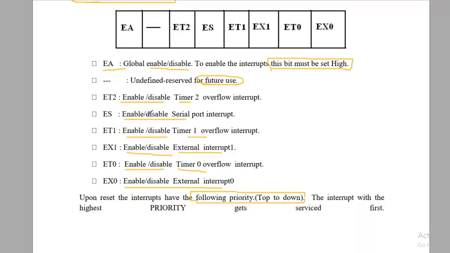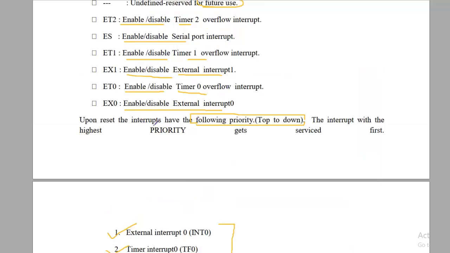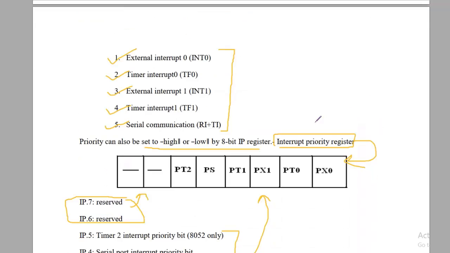Next thing is ES, the serial port interrupt. Next is the timer 1 interrupt, then the external interrupt, then timer 0, and then external interrupt 0. Upon reset, they have the following priority from top to down. Priority can be set to high or low by the 8-bit IP register, the interrupt priority register, which is this one.